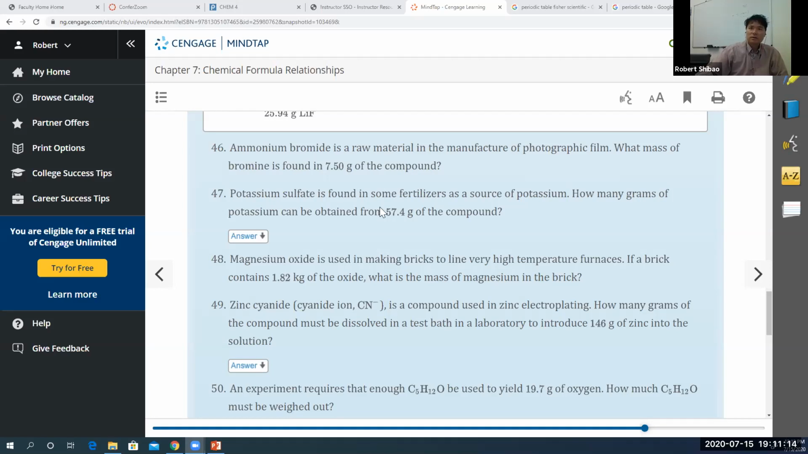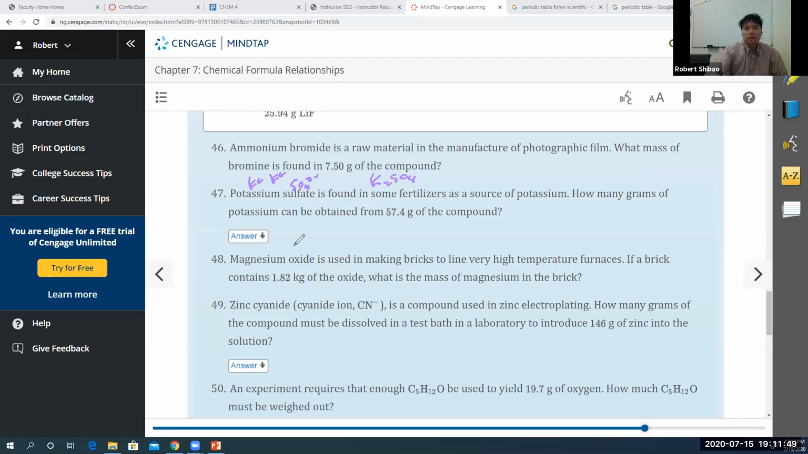Potassium sulfate is found in some fertilizers as a source of potassium. How many grams of potassium can be obtained from 57.4 grams of the compound? So what is potassium sulfate? That's the first thing we need. Sulfate is SO4 2 minus. Potassium is K plus, so we need 2 potassiums to balance out the charge, so it's K2SO4.